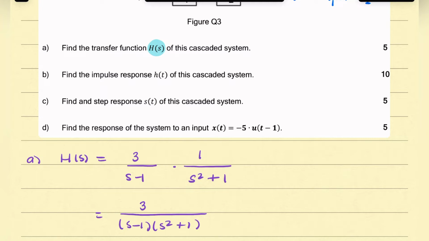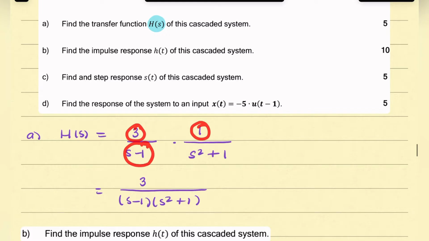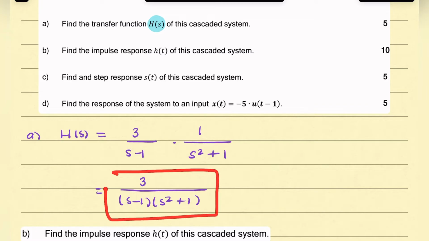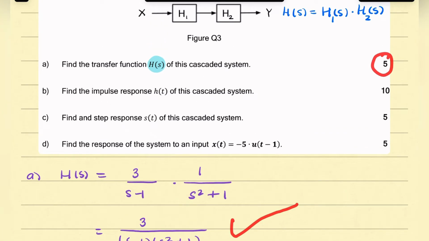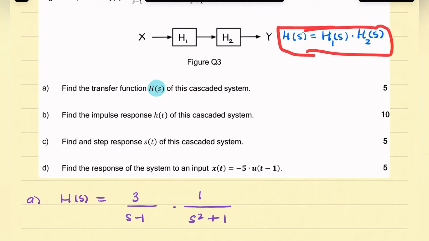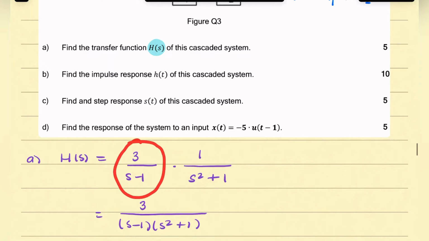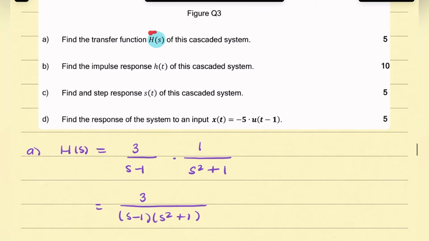Now, all you really need to do is multiply the numerators and multiply the denominators. You don't need to open that out. So it's enough to leave it in that form. So that's all you need for the 5 marks. You would need to mention that you're multiplying, you need to show what you're multiplying, and you need to give the final product. So that's the transfer function h of s.